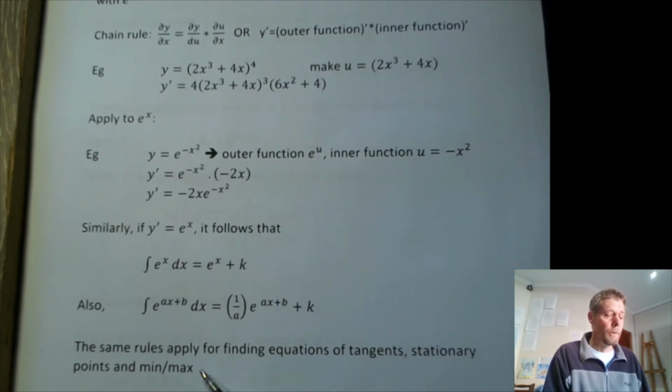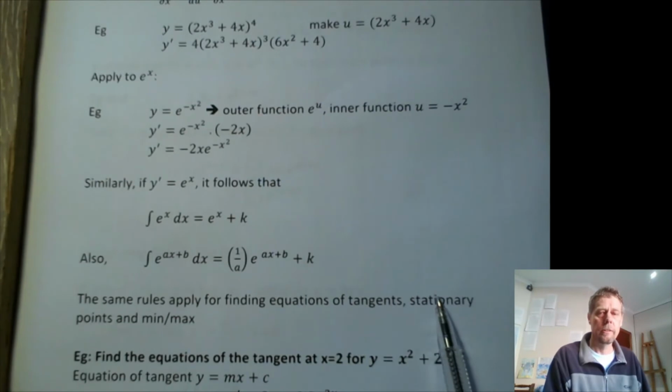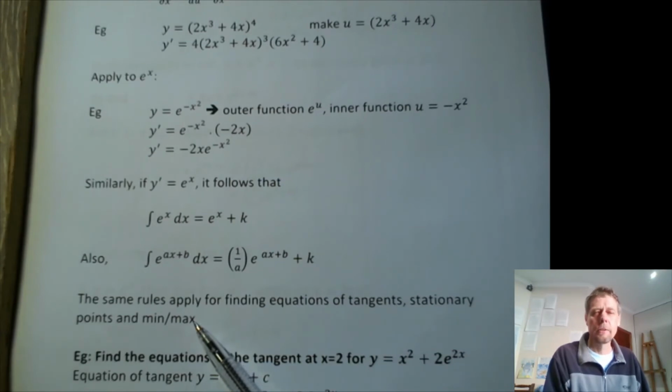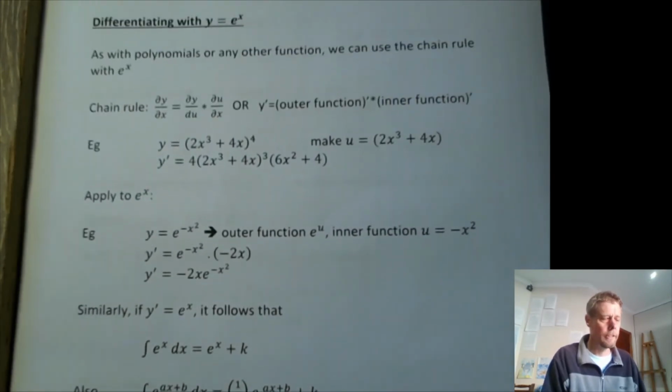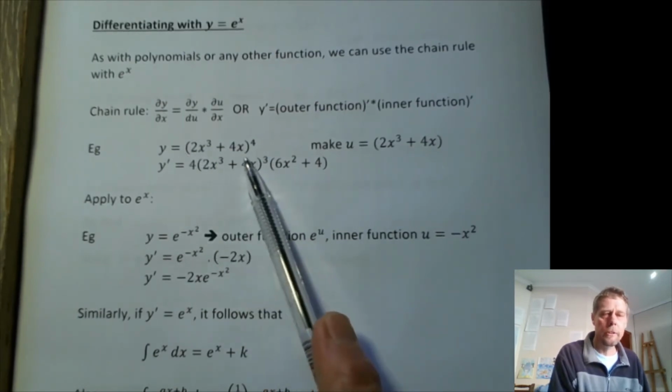So the same rules apply for finding equations of tangents, stationary points, and min-max, which you've learned with differentiation of polynomials. Just while I'm here, let's look at this little polynomial again. Just a little tip here: you must use the chain rule in a case like this.